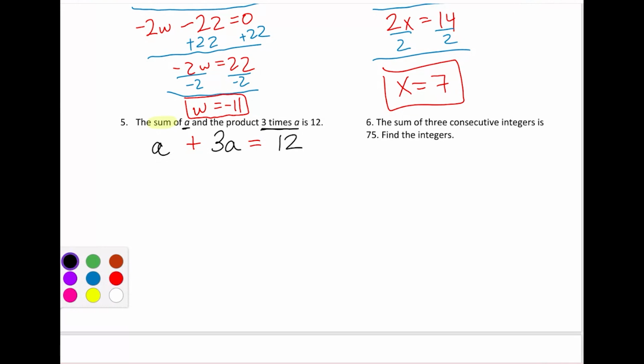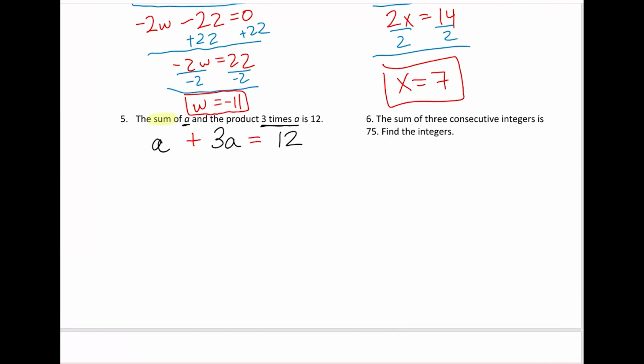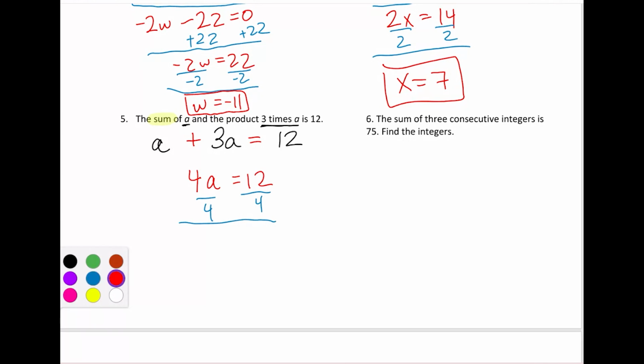So here we've got two terms, both on the left-hand side, that have an a. So we can combine like terms. a plus 3a is 4a, because when you just have a variable by itself, it is implied to be just one of those variables. So 1a plus 3a is 4a. And then we can divide both sides by 4. a is 3.